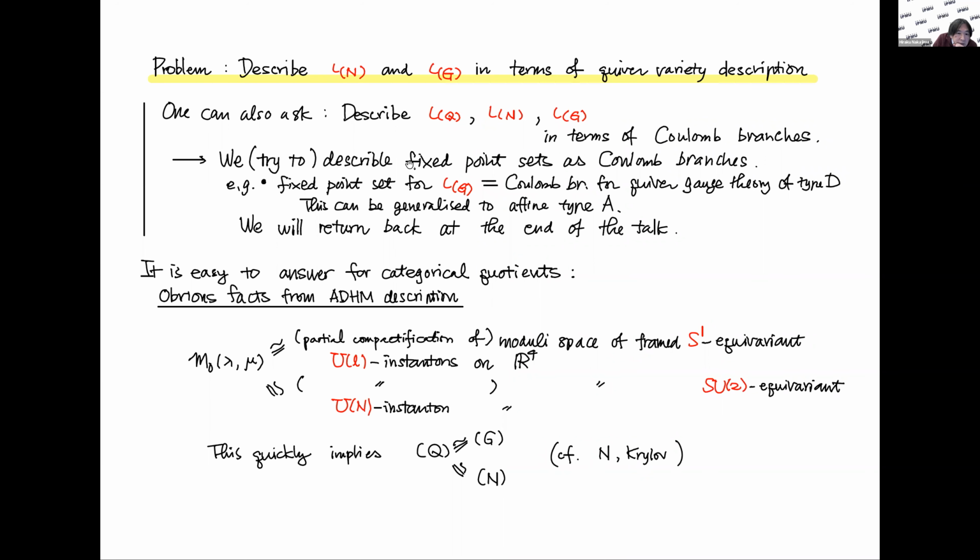So anyway, let me go on. It is very easy to answer the question for categorical quotients. Maybe I'm not sure you are familiar with the original motivation for the definition of quiver varieties. Quiver varieties were defined as a certain moduli space of instantons on the quotient of R4 divided by a finite cyclic group. But in type A, there is a very slight modification of this construction. M0 lambda mu is a partial compactification of the moduli space of framed S1-equivariant U(L) instantons on R4. The lambda and the mu correspond to the representations of S1 at zero and infinity. Zero and infinity are the fixed points of the compactification of R4.